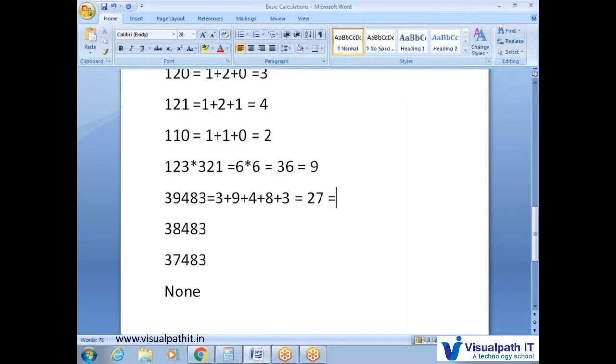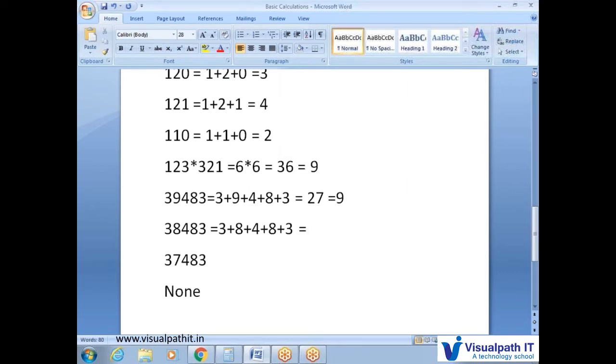What is the answer? 2 plus 7, so 9. So 9 equals 9. So option A is satisfied. And let's check one more, option B. Same way, 3 plus 8 plus 4 plus 8 plus 3. Clear? Here also the same, converting into a single digit.